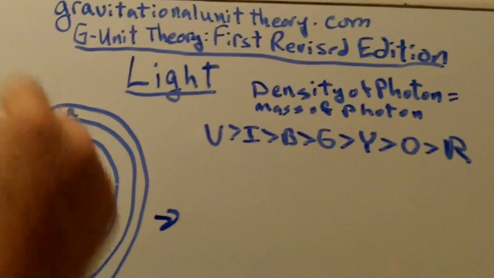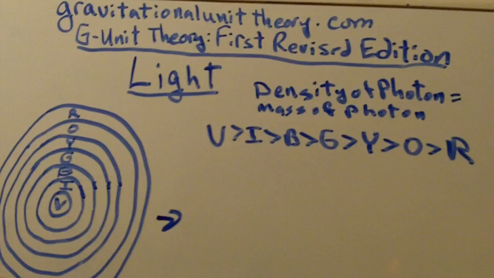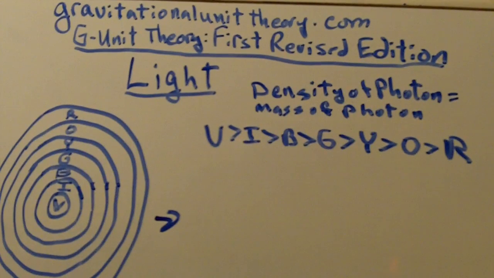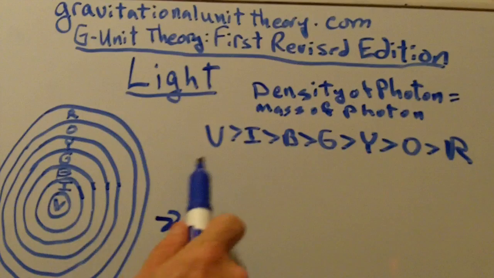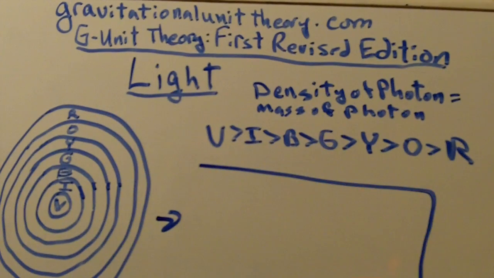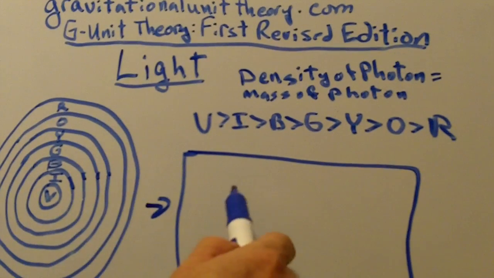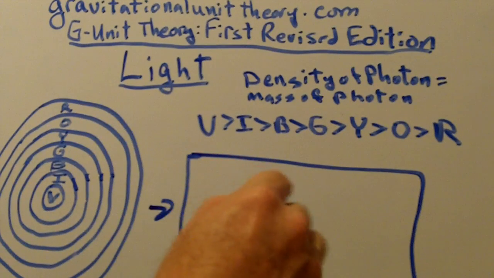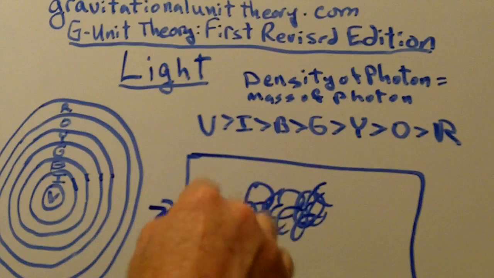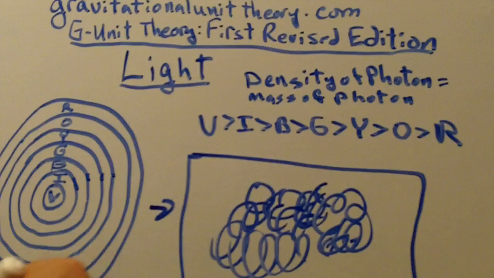So these photons line up according to mass. Most massive ones in the center, least massive ones on the outside, and your photon of white light flies through space. Let's talk about space a little bit. Gravitational unit theory says that outer space is actually composed of the fabric of space. So the gravitational units are within the fabric, and the photon travels through it.